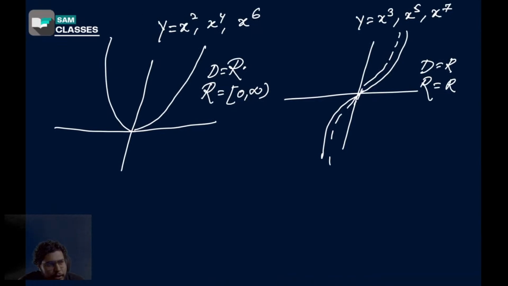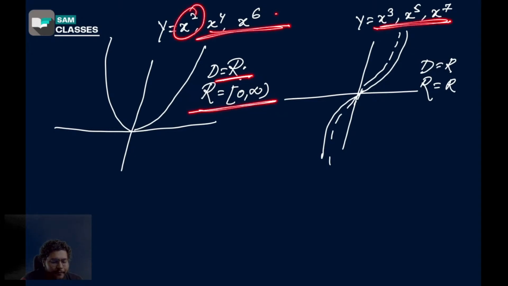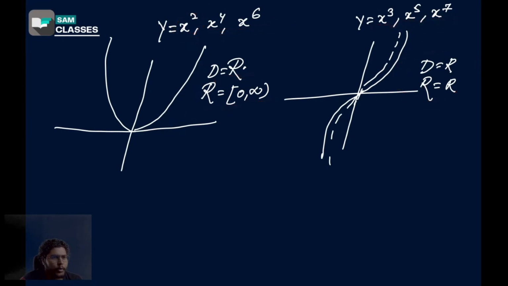Just check these two, I have given them just for reference. If you have more graphs, x square, x power 4, x power 6, the graph is the same, the domain is the same, R, and the range is from 0 to infinity, just like x square. So there is no change in domain and range. Same thing for x cube, x power 5, x power 7. They behave the same way, with no change in that. Only the slope will change.